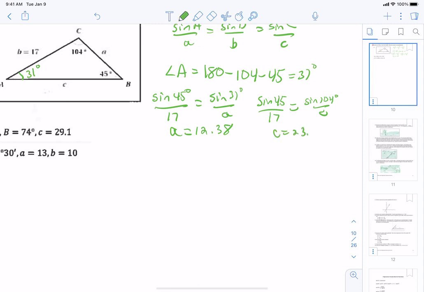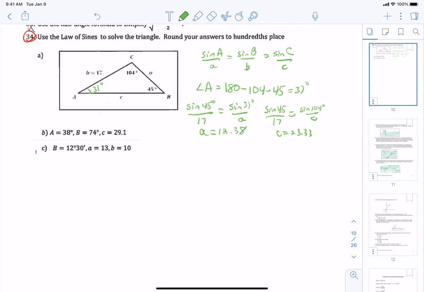Now it's not a bad idea to kind of look. The largest angle, 104, is across from the largest side, 23. Smallest angle is across from the smallest side. Medium angles across from the medium side. So that's just a really nice little quick check. If that follows the case, you're probably okay. Okay. And then please finish B and C on your own. Any questions about law of sines?